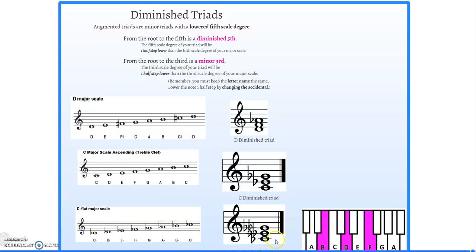If you're calling the bottom note C flat, you have to call the middle note some kind of E, and you have to call the top note some kind of G. So it's essential that you say E double flat instead of D, and it's essential that you say G double flat instead of F, because if we spelled it C flat, D, F, we would not have a triad because we would not have them stacked in thirds, and the letter names would not be one apart from one another. So that is augmented and diminished triads.